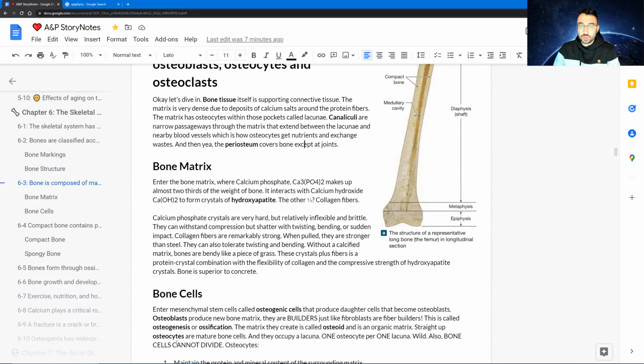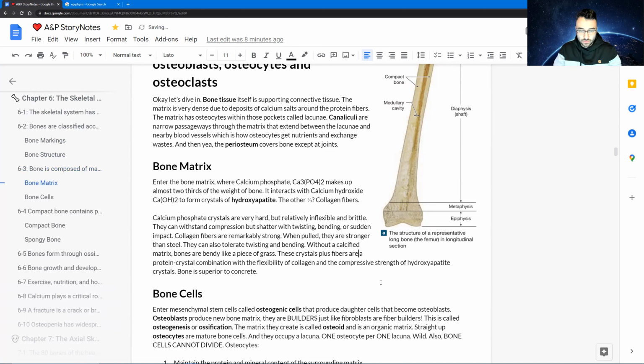All right. Without that calcified matrix, bones are bendy like a piece of grass. These crystals plus fibers are a protein-crystal combination with the flexibility of that steel-like collagen and the compressive strength of hydroxyapatite crystals. So bone is superior to concrete.